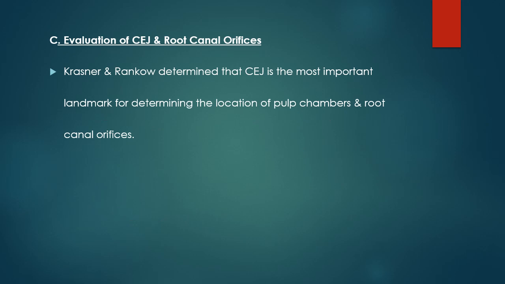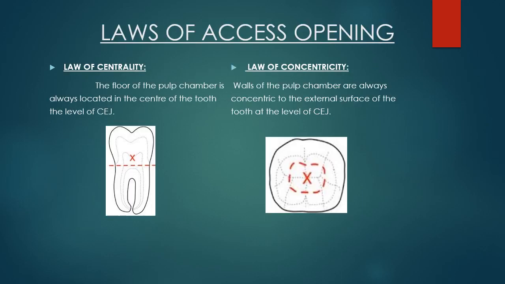Coming to the evaluation of the CEJ and the root canal orifices. Here, these two scientists, Krasner and Rankow, determined that the CEJ, cemento-enamel junction, is the most important landmark in determining the location of the pulp chambers and the root canal orifices. These two scientists gave the laws of access opening based on the CEJ as the landmark. The first law is the law of centrality. It tells that the pulp is present at the center of the tooth.